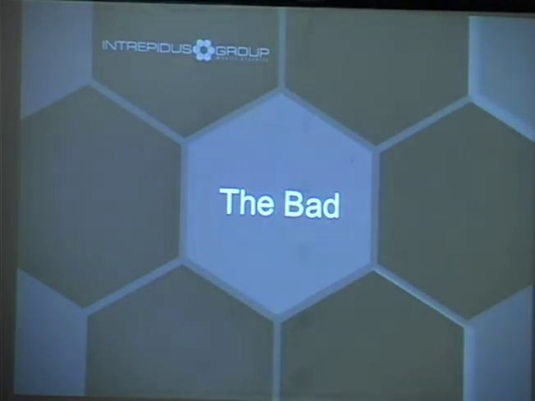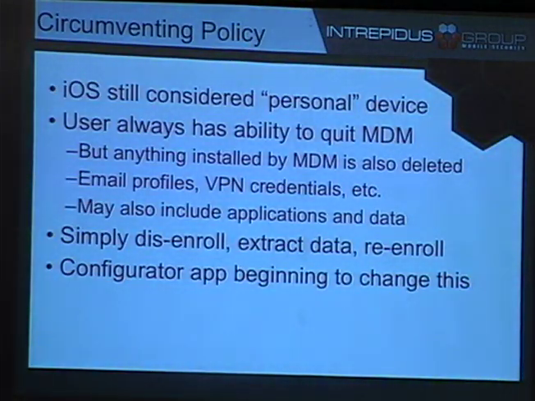Okay, so what are some of the bad things you can do to the technology that's out there? The iOS devices are still generally considered a personal device. They're aimed at consumers. Businesses have certainly attached themselves to it. They love them because their people love them. But even if it's owned by the company, it's still considered a personal device to the person who uses it. It's still kind of their thing. And so there are some things that you just haven't been able to turn off. Apple has always allowed the user to quit the mobile device management, for example.